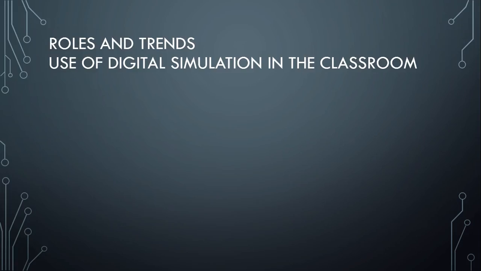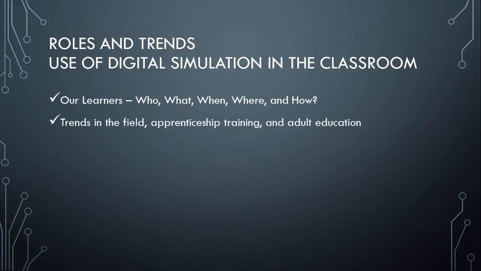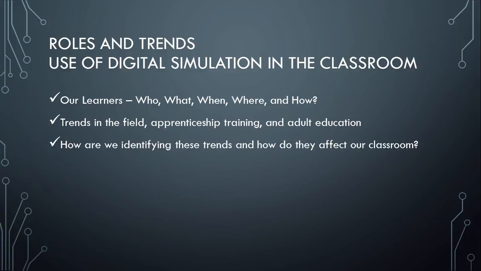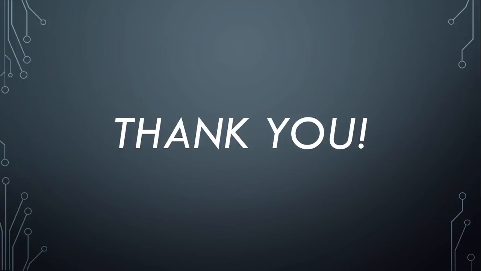So just to recap, we talked a little bit about who our learners were, what they're expecting, where they're coming from, etc. We also talked about the trends that we have in the field in apprenticeship training and adult education, how we're identifying these trends, what kind of effect they're having on our classroom, as well as expanding roles and responsibilities for adult educators moving forward.